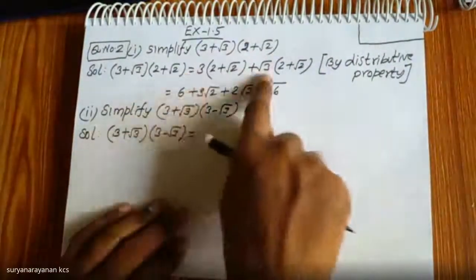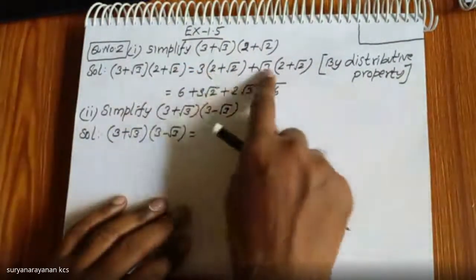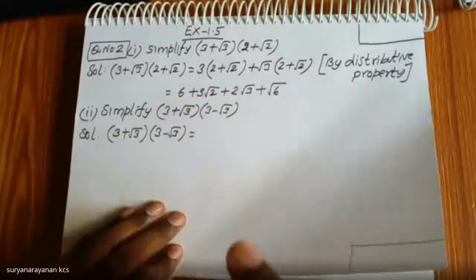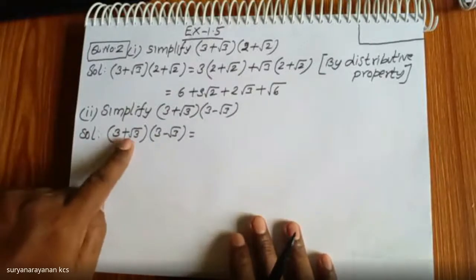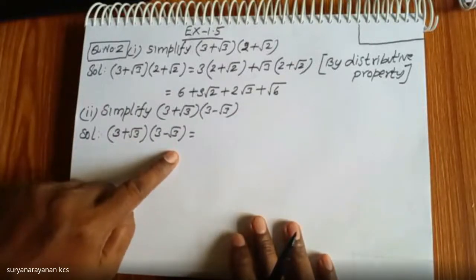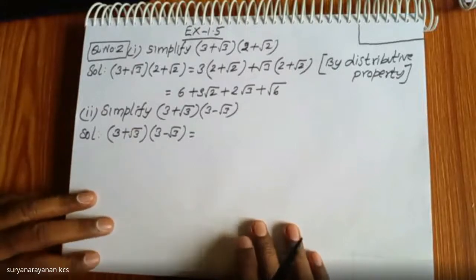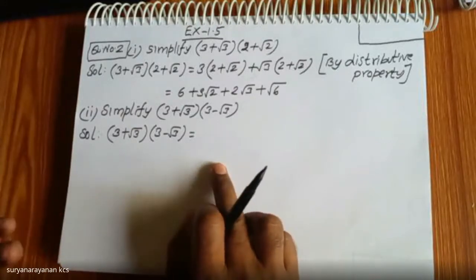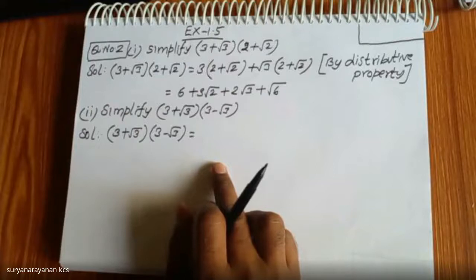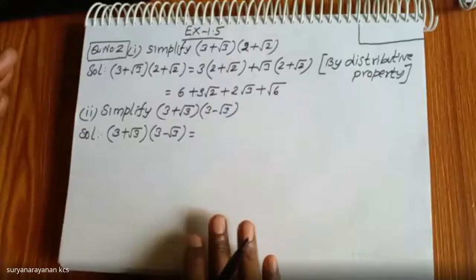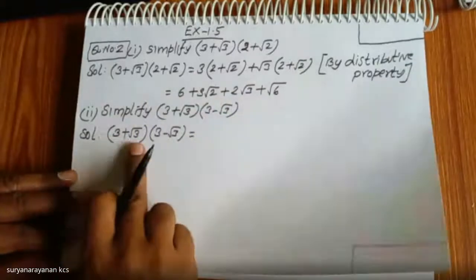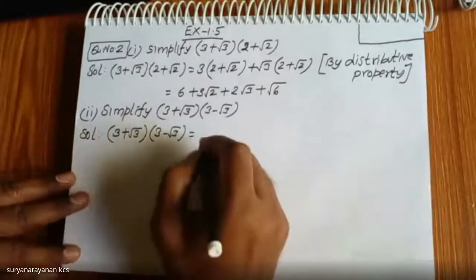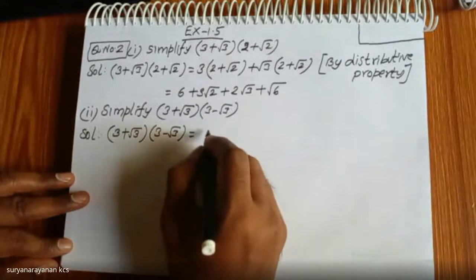No need to follow this procedure here, because these two algebraic expressions are in the form of a plus b into a minus b. What is the identity? Can you tell me? A plus b into a minus b. Sir, a square minus b square, sir. Yes, very good. Where a is equal to 3, b is equal to root 3. Okay, my children, we apply that algebraic identity here.